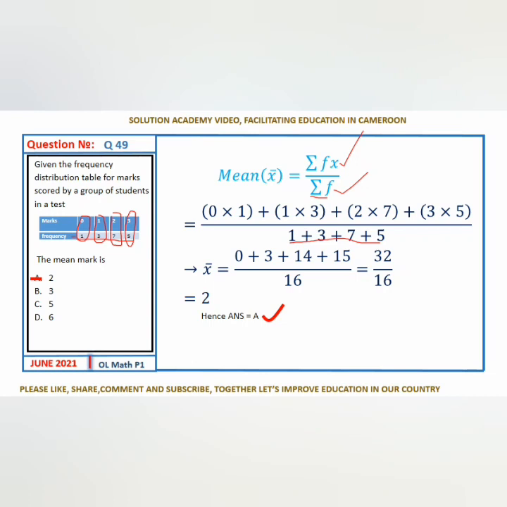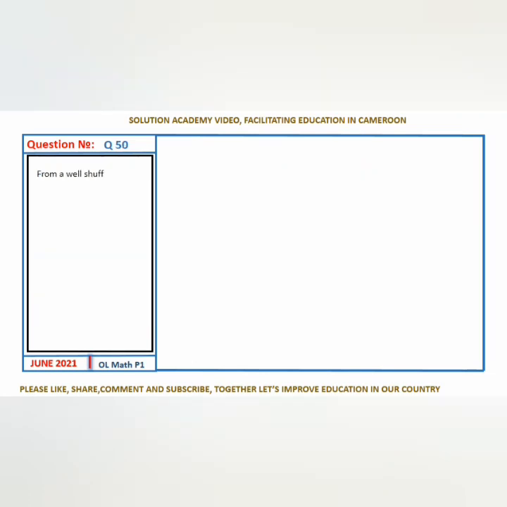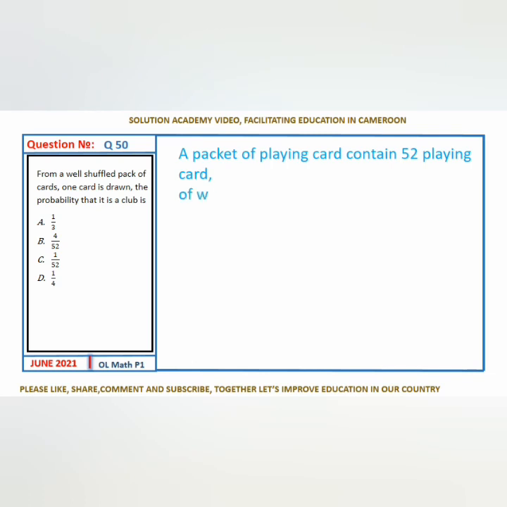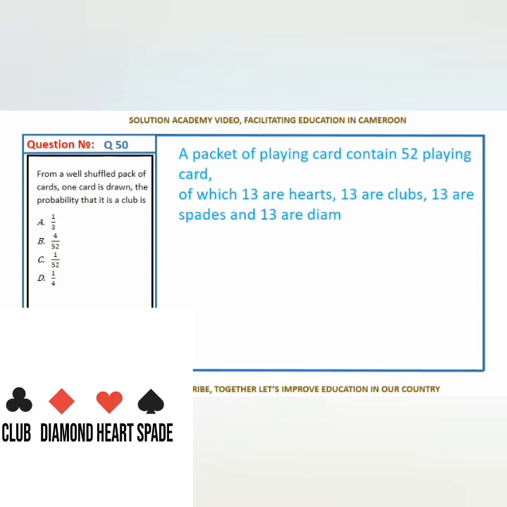Question number 50. This is the last question. Here we go. From a well-shuffled pack of cards, one card is drawn. The probability that it is a club is. This is still a sample paper 2 question. To answer this, we need to take note of the following. In a pack of playing cards containing 52 cards, you have to know that we have 13 hearts, 13 clubs, 13 spades, and 13 diamonds. So we all know that the probability for something to occur is equal to the number of that thing divided by the sample space.